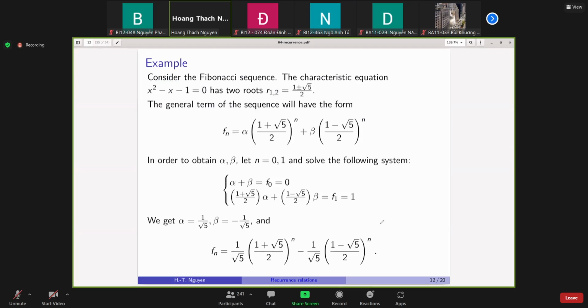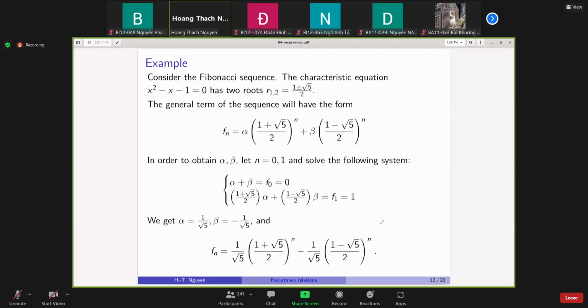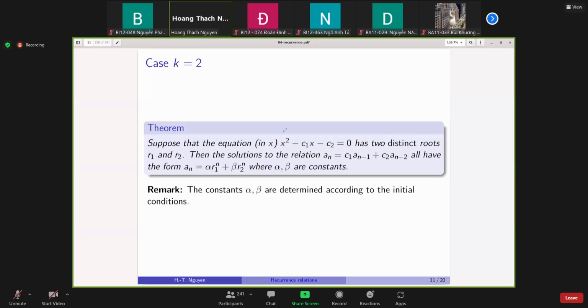Okay, so what happens in the case that we have a double root for the characteristic equation? Let us remind ourselves that here we were able to find alpha and beta because of this system of equations.